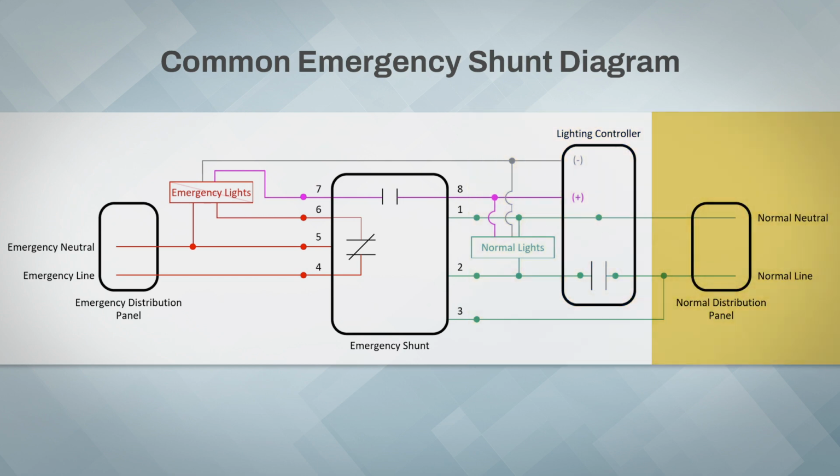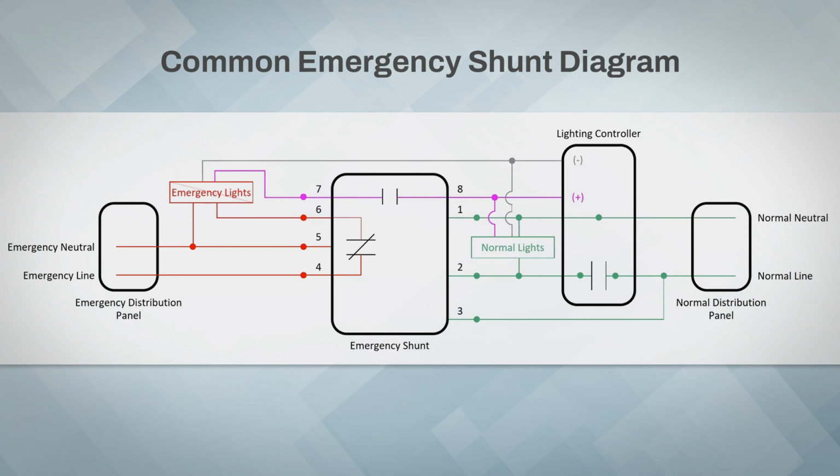On the right of the emergency shunt, we have 3 normal power connections, the normal neutral, the normal switched, and the unswitched normal. On the left is 3 emergency power connections, the emergency neutral, the unswitched emergency, and the switched emergency. Finally, we have the 0 to 10 volt positive wire connections to the shunt.